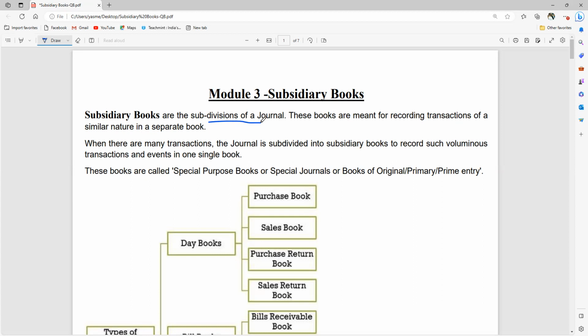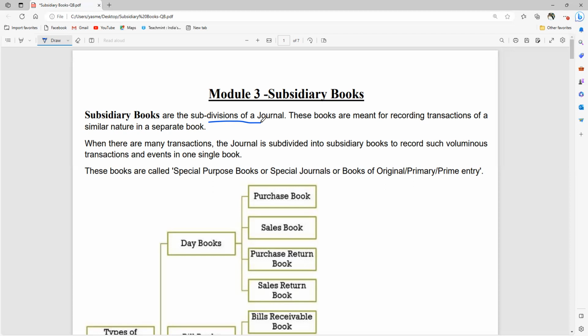The journal book is a book where we record the journal entries from the transactions which have taken place, right? The journal entry problems which we did in our previous chapter, the same thing we will be doing here. But there, all the entries were recorded in one particular book, the journal. Here we are not recording all the entries in one book. We are subdividing those entries into different books. That is, journal subdivision is nothing but subsidiary books.